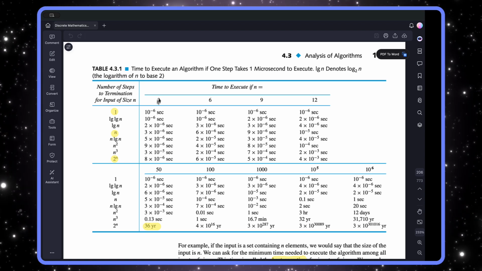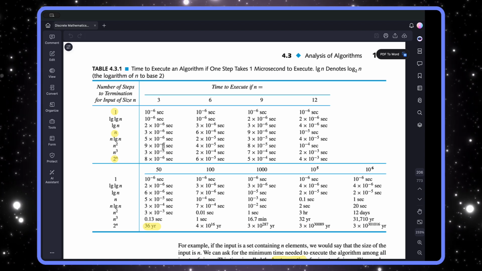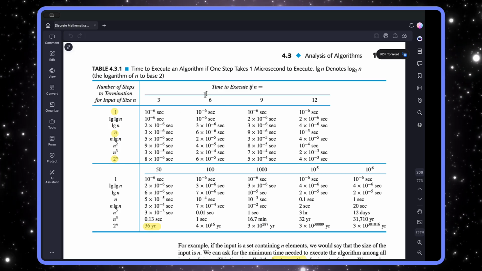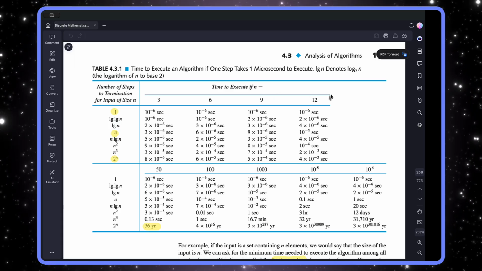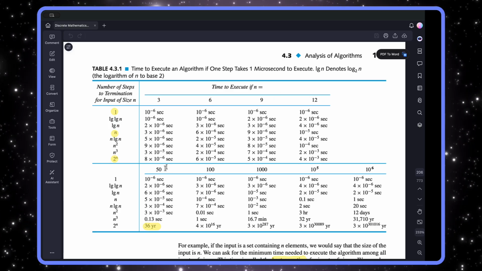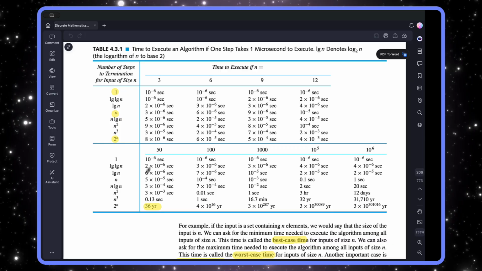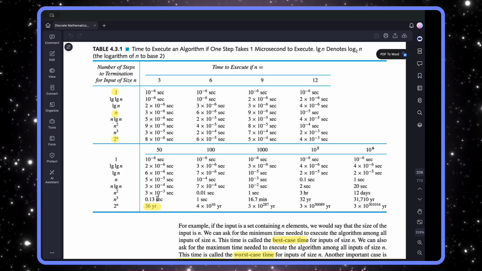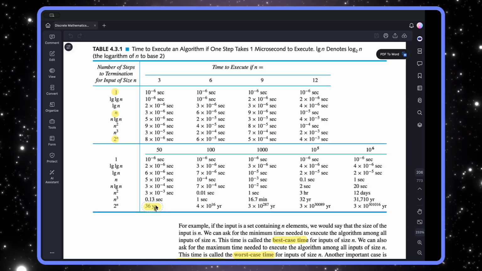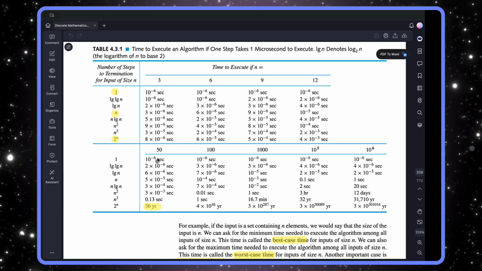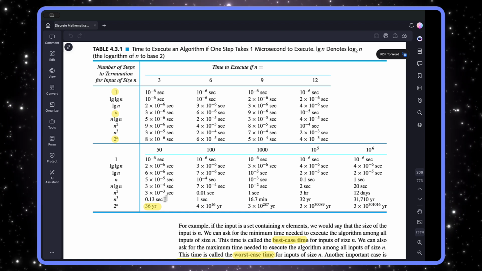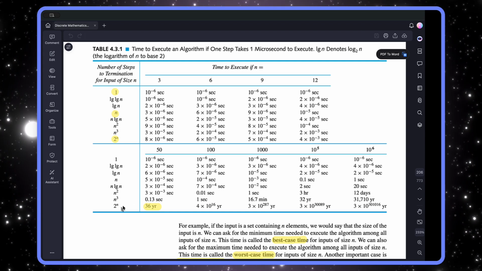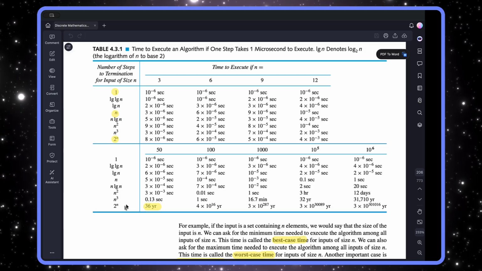Now, for small inputs, it's not a big deal how fast the program runs, but as the input size increases to, say, 50, look at this: if we had a program that took 2 to the n steps to complete, it would take 36 years to finish running. So it's very important to know how our algorithms are structured so that we can avoid this exponential nightmare of 2 to the n.